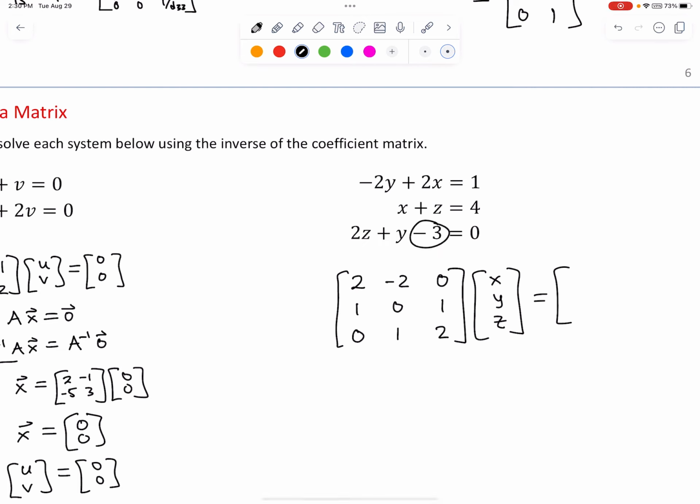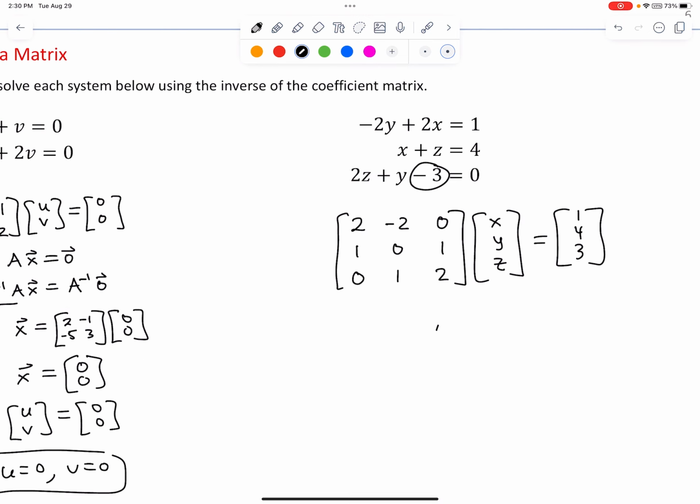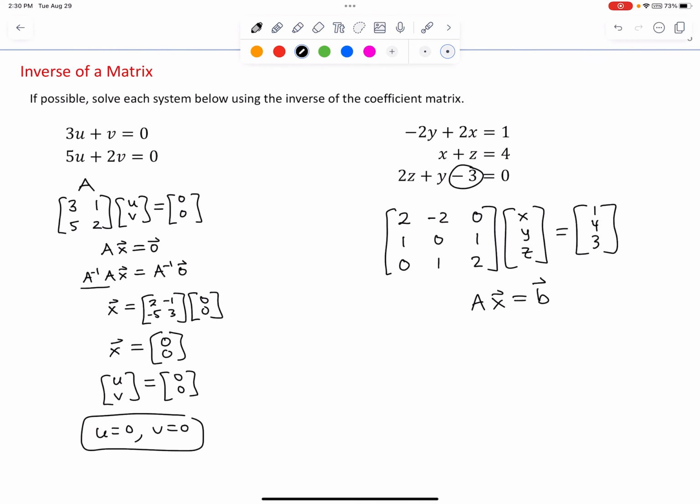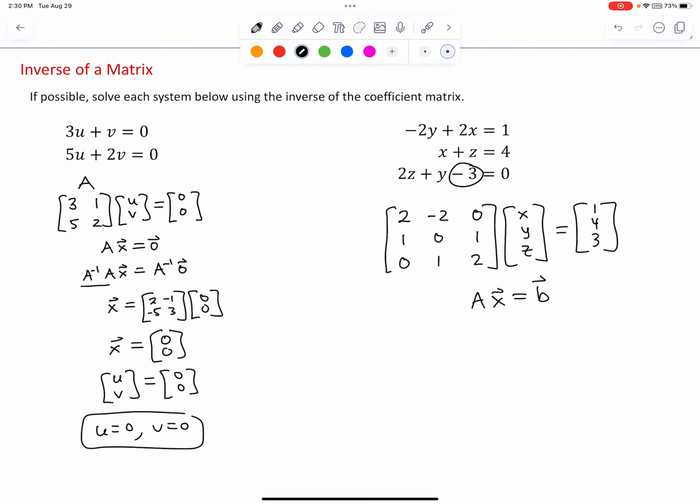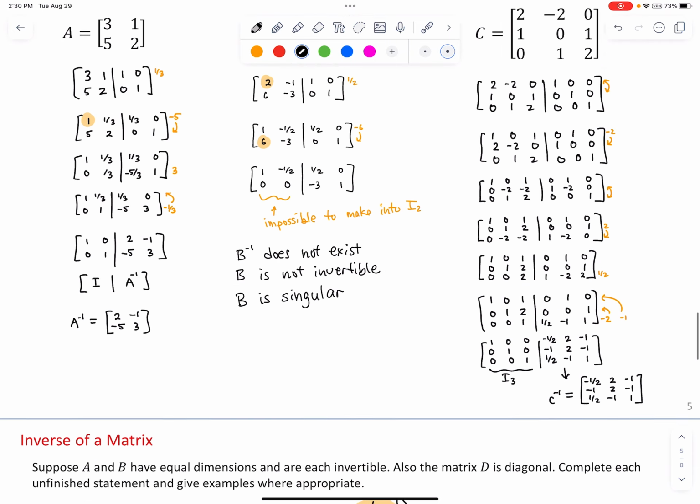Now be mindful of this minus 3. Add that to the other side. And our vector of constants would be 1, 4, 3. So this does have the structure A times some vector x equals some vector b this time. And it's a non-zero vector on the right. Remember our terms here. The system on the left, we called homogeneous. And this system right here, we're going to call inhomogeneous because it's equal to a non-zero vector.